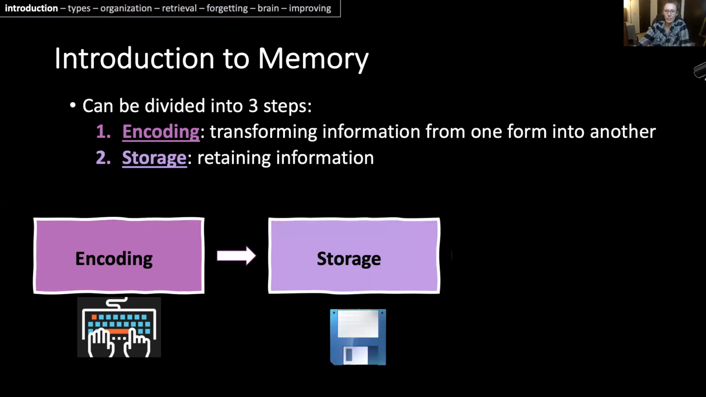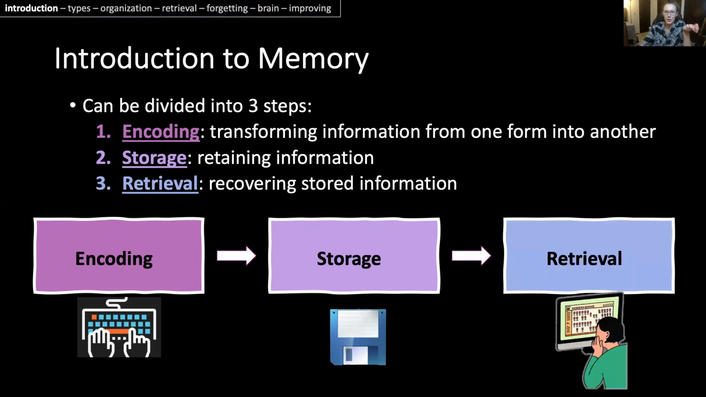The second step is storage, and this is how you retain that information. So you can think of, in our computer analogy, this would be like if you're typing up a document and you hit save on your computer, you store it into a file saved on your computer somewhere. And then lastly, you got to be able to get that information back out of storage. So retrieval is when you recover that stored information, you take it back out again. So this would be like if you're looking at your computer file system and you're trying to search and find where that information is that you stored. So maybe use this analogy of a computer to help you think about the steps of memory.